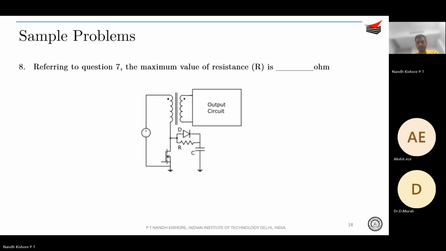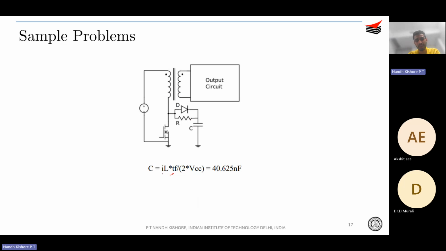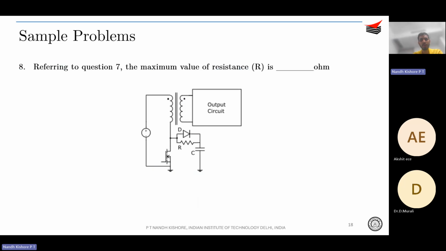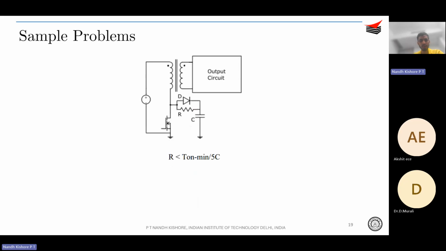Okay. So referring to the previous question, you have found out what is C, that is IL into TF by 2 VCC, 40 nanofarad. So what would be the value for R? Is the question, right? So again, computation of R was also something that you went through.